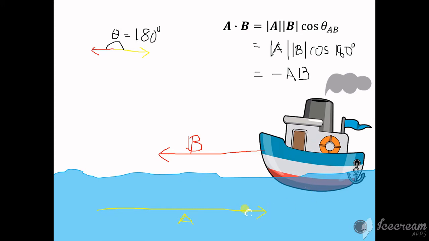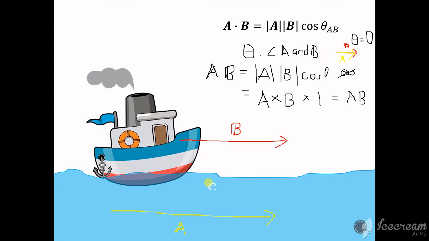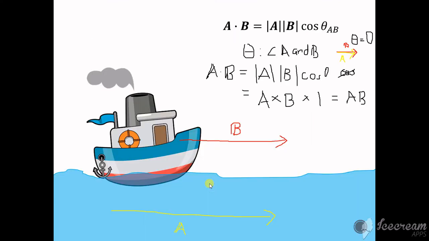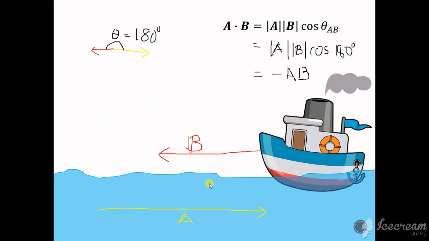Okay, so in the previous example, the vectors are parallel to each other, so you will have the maximum effective value. And in this case you will have the minimum effective value. It is totally opposite to each other, the vector A and B, so you will get the least effective value.